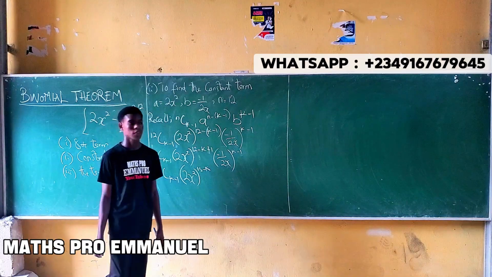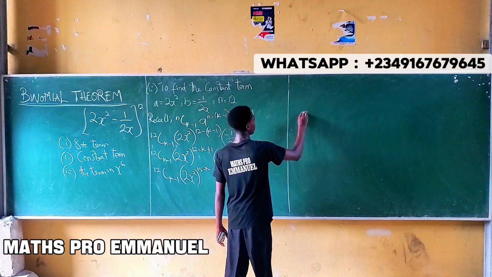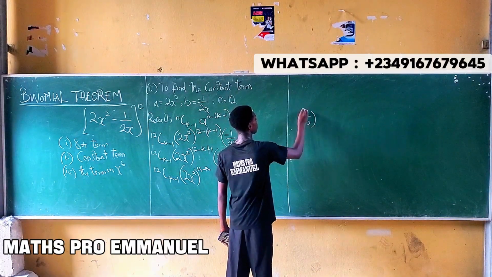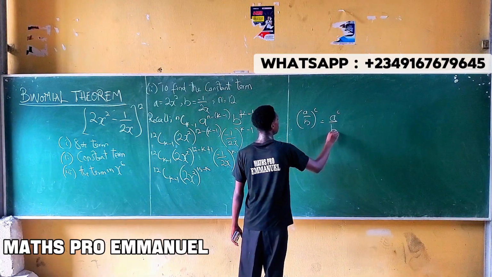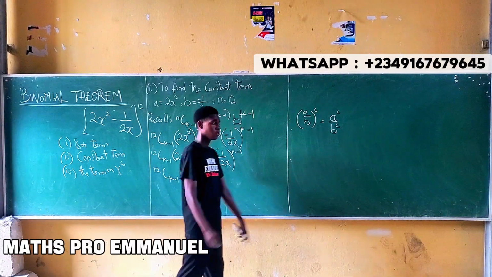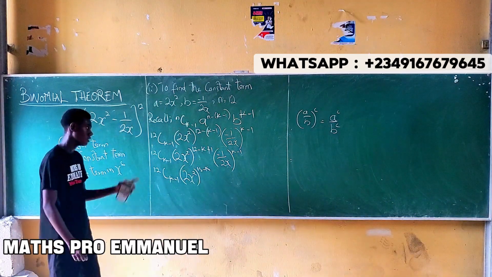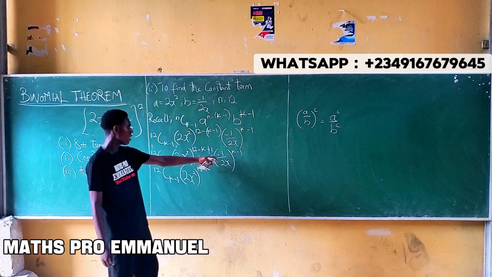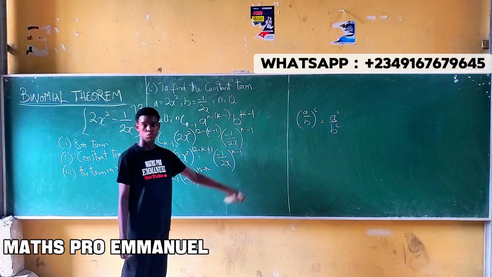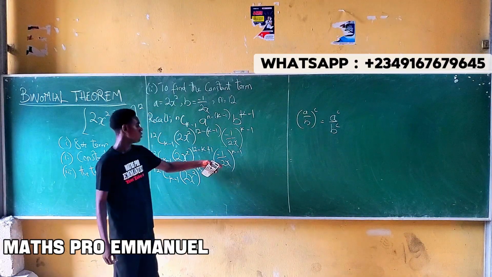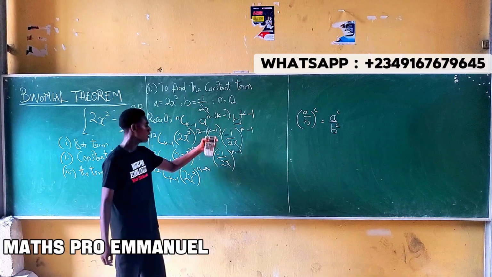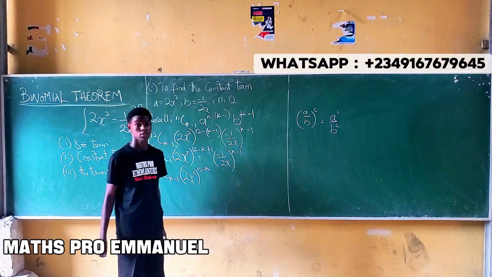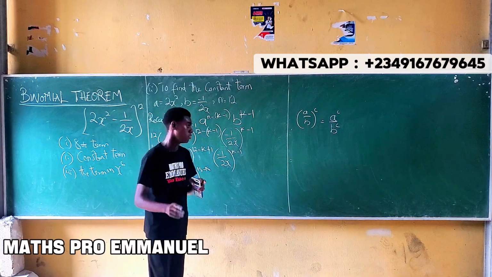By your basic knowledge of indices, when I have a over b all raised to the power of c, I'll have a raised to the power of c, and then b raised to the power of c. That's it. So in doing that, I have minus 1 raised to the power of k minus 1, and then 2x will be raised to the power of k minus 1. Now when minus 1 is raised to the power of k minus 1, what will be the result? Let me just give you the result for that.